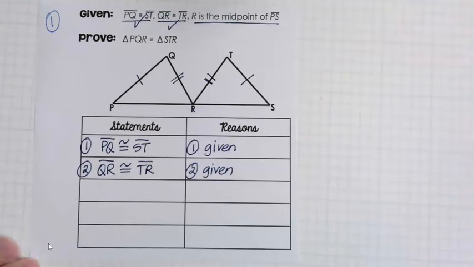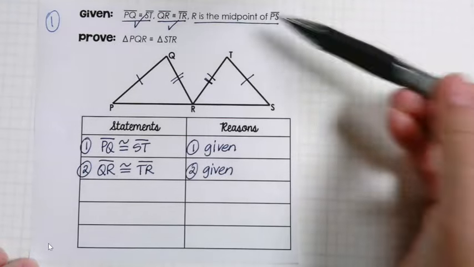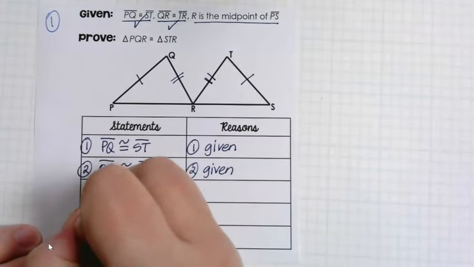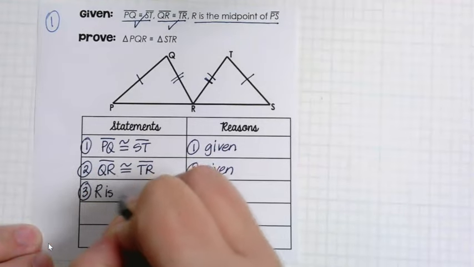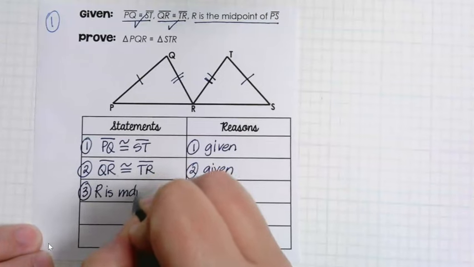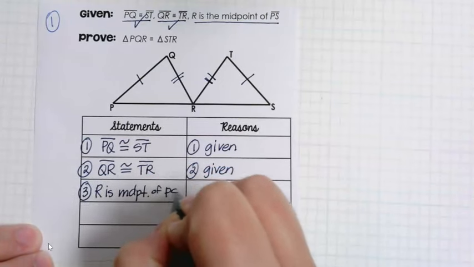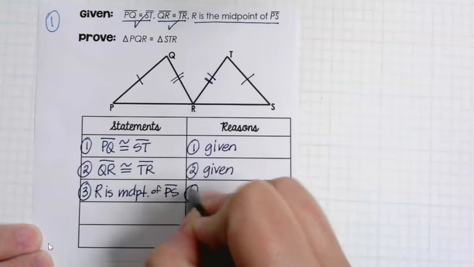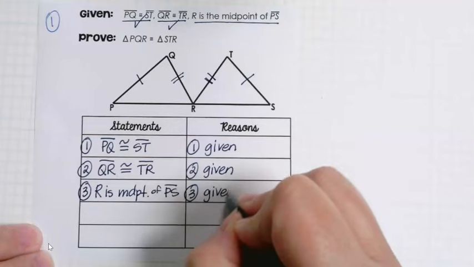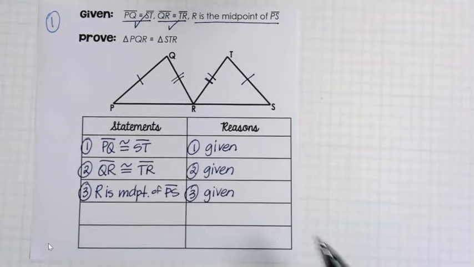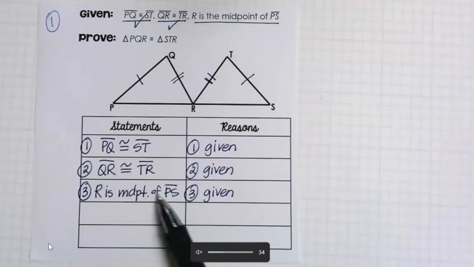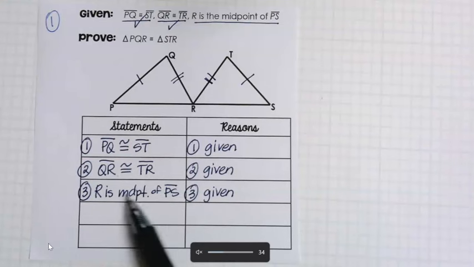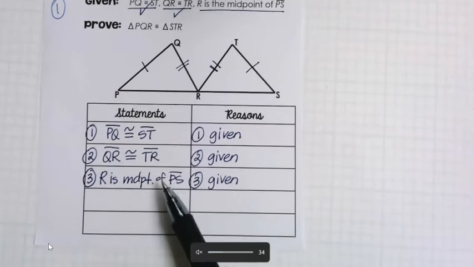All right. So now I'm going to use the third piece of given information here. I'm going to state this. So we really just start out by listing our given information. And in some respects, you can do it in any order. I'm going to abbreviate this: R is the midpoint of PS. But I want to talk to you about that here. Okay? This last piece of given information was not a congruence. It did not tell me two things were congruent.